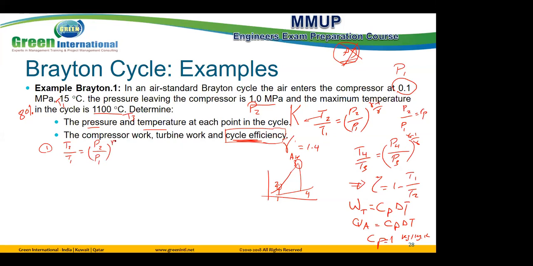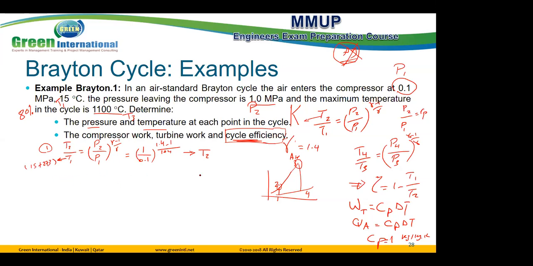to the power gamma minus 1 over gamma, which is equal to P2, 1 megapascal, divided by 0.1, which is equal to 10, to the power 1.4 minus 1 divided by 1.4. So from this equation we can get T2. Please don't forget to substitute T1 in Kelvin: 20 plus 273.